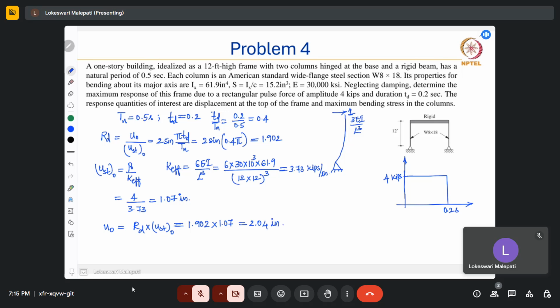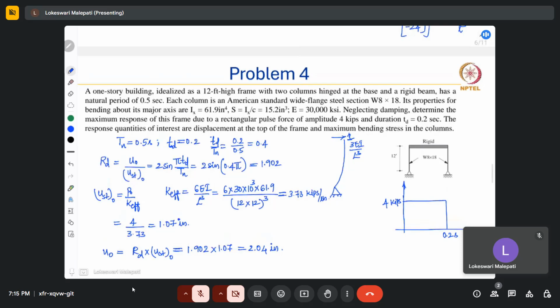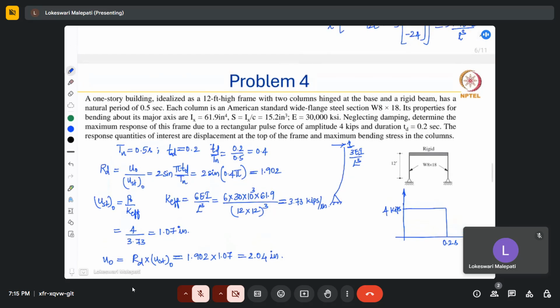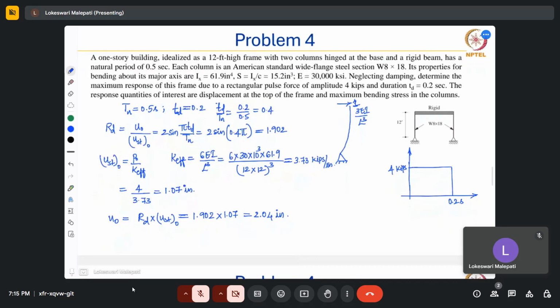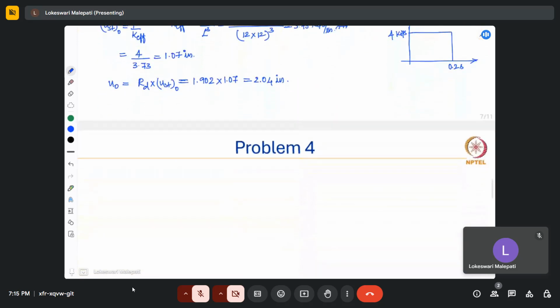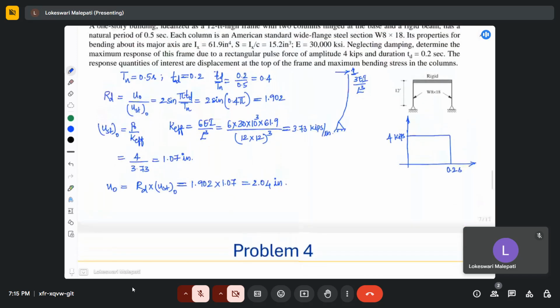So this is the first part. The second part is the maximum bending stress in the columns. For this we need to find out the moments in the column. From there we can find the maximum bending stresses using the simple bending theory. Here the bending moment is generated mainly because of the displacement that is applied at the top. Since the beam is rigid, there won't be any rotational degrees of freedom for these elements.